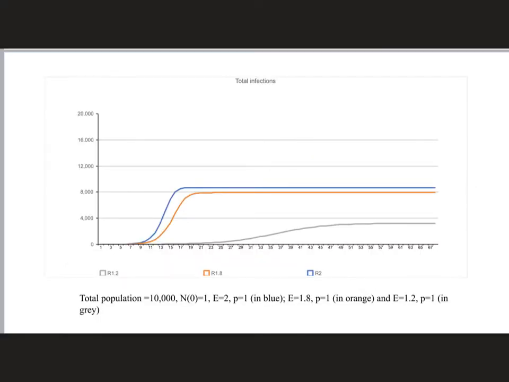And just to illustrate that this pattern continues, here we've got a grey line. This grey line involves an E of 1.2, a P of 1, so a beta, or an initial reproduction number, of only 1.2. And you'll see here the virus struggles to get off the ground and dies out well and truly before you've had even 40% of the population infected.